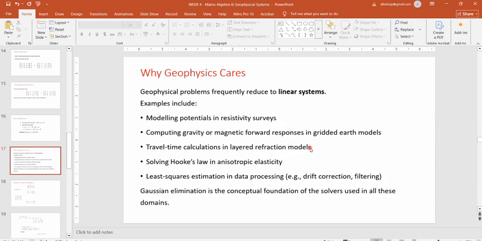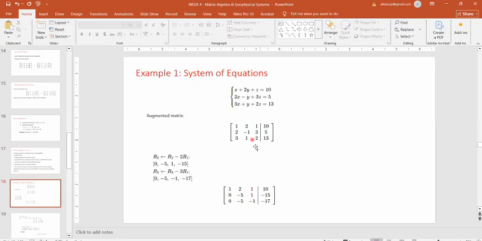Okay. Now, geophysical problems. Why does geophysics care? These are the different applications. Geophysical problems frequently reduce to linear systems. I give one example, and these are more examples. Okay, so this is an example now of the Gaussian elimination method. So let's go step by step.